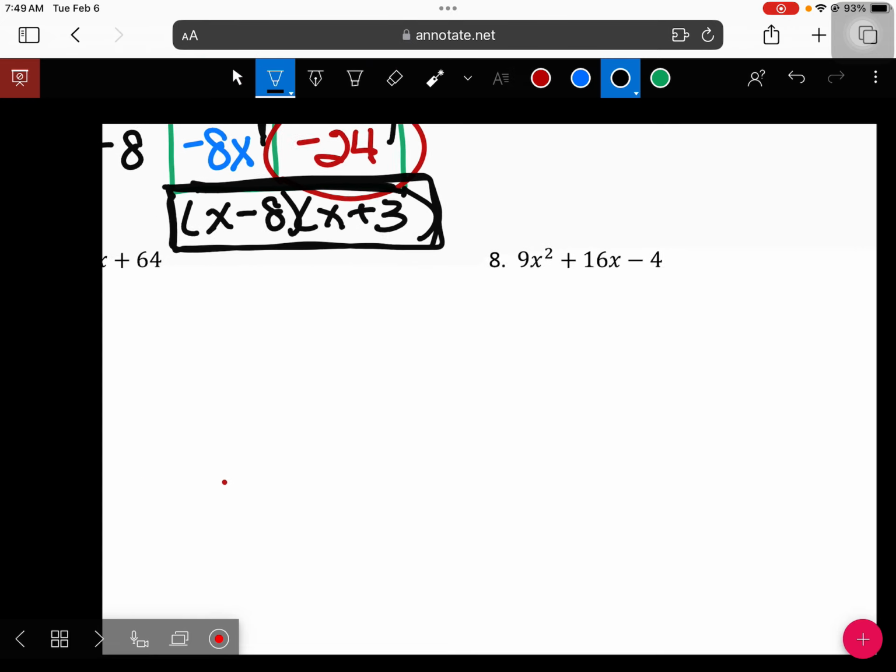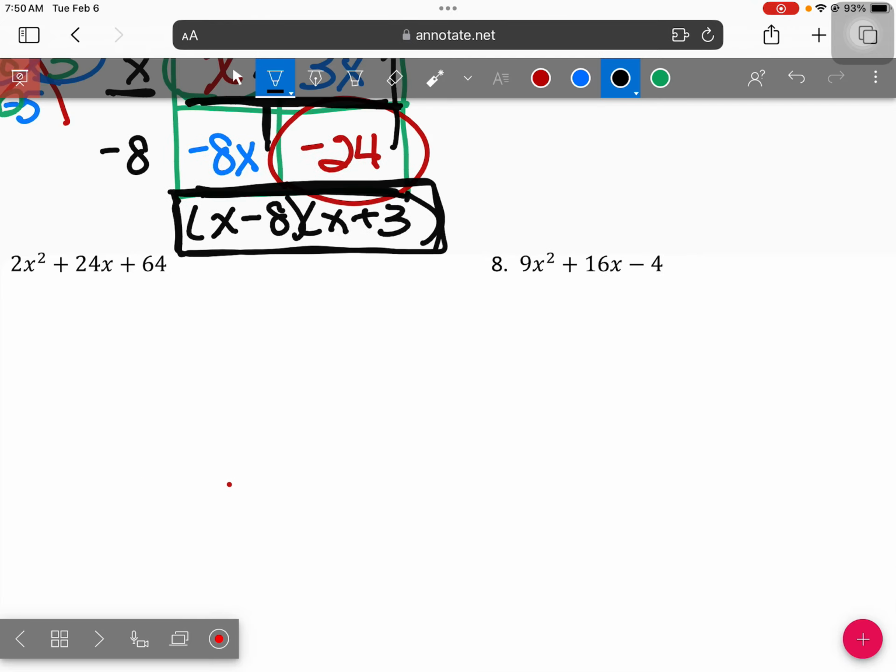All right, so number 8, what do I look for first when factoring? GCF. When in doubt, just say GCF, right? No, not always. Do I have a greatest common factor here? 9, 16, and negative 4. I know, right? An extra little step. Look at you. Thinking like a teacher. Don't worry, I won't tell anybody. Do I have a GCF in 8?